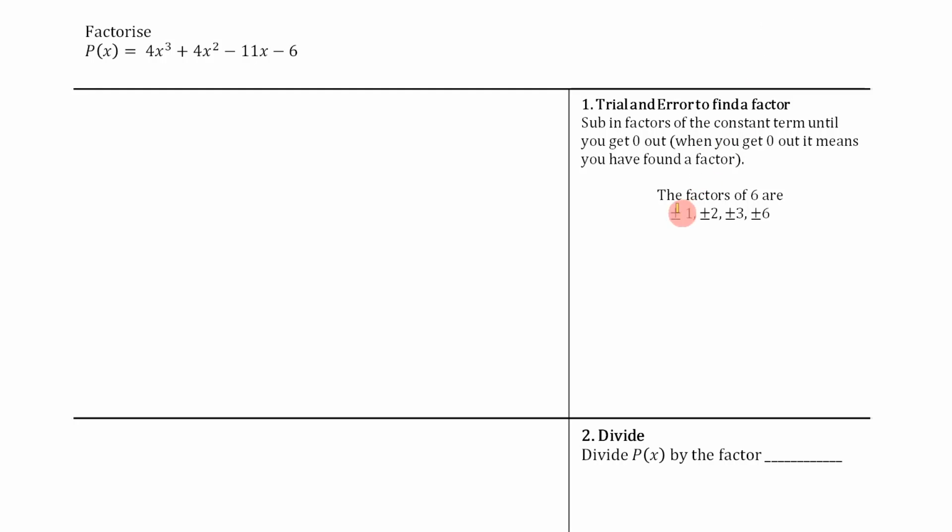Welcome back yet again. We're going to go through another example in which we're being asked to factorize a cubic. So we're going to follow our 3 steps. Let's begin. Our first step is trial and error to find a factor. This is where we're using our factor theorem.